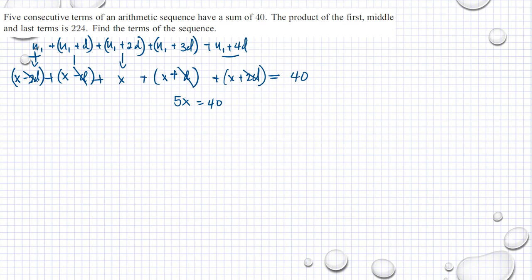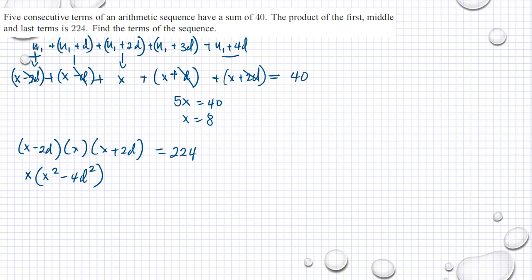Divide both sides by 5, then x is equal to 8. So my x is 8. And then the product of the first, x minus 2d, the middle, x, and the last term, x plus 2d, is equal to 224. If I multiply that, I have x times x squared minus 4d squared.